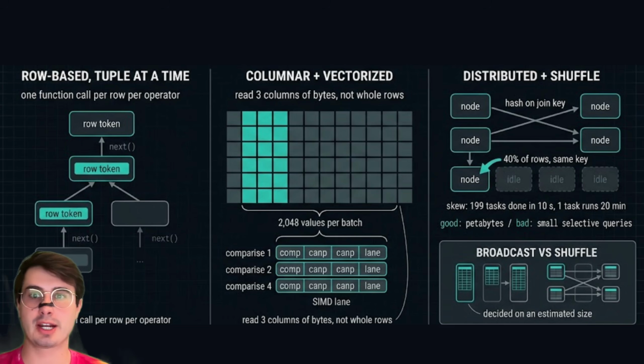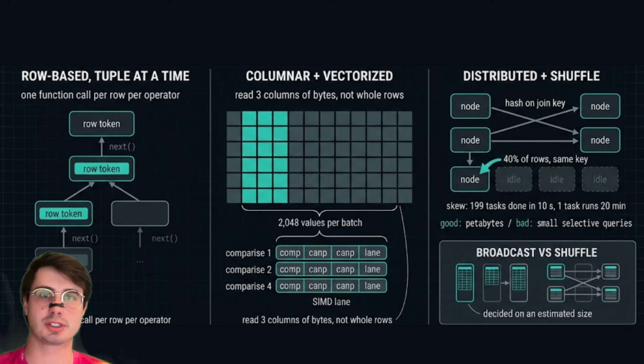And the three models worth knowing are, obviously, first, row-based, tuple at a time. This is classic Postgres. The executor is a tree of operators, and each one has a "give me the next row" function. So the top node asks its child for a row, which asks its child, all the way down, one row at a time, and this is called the volcano model.